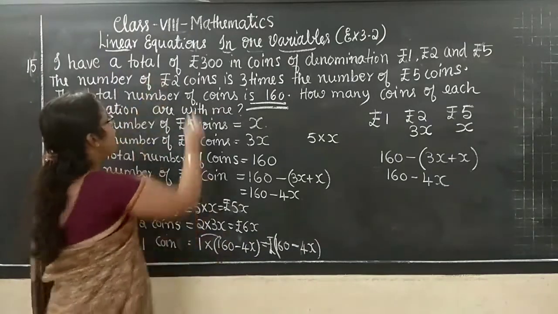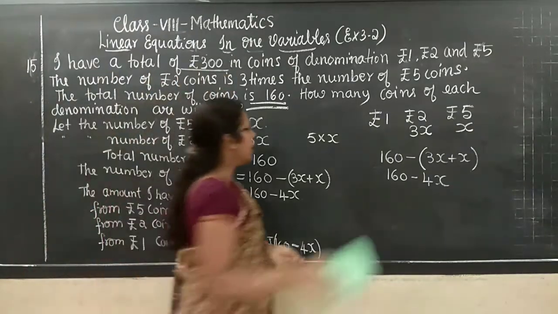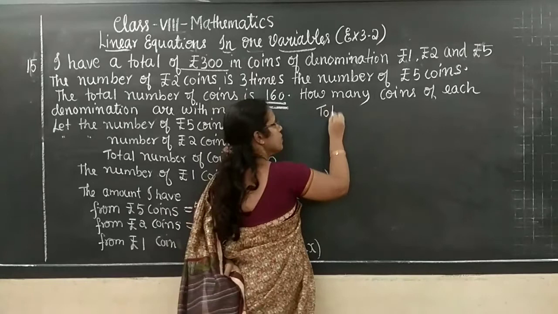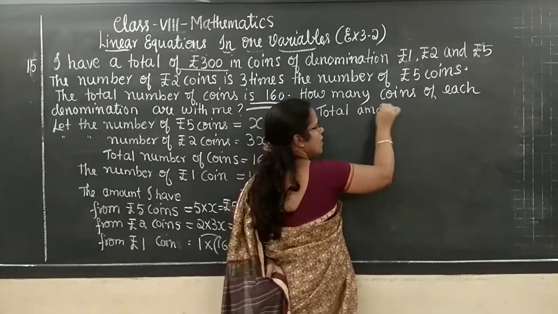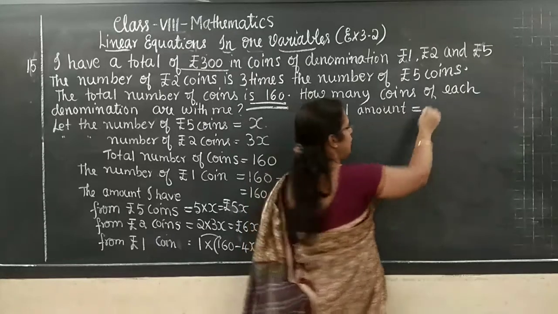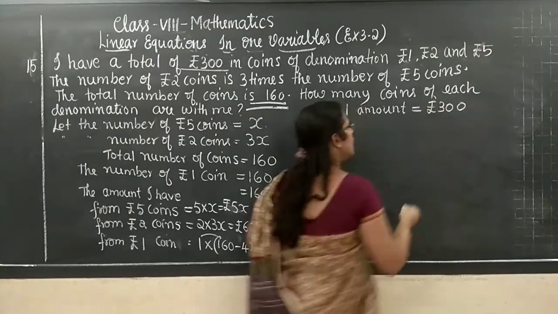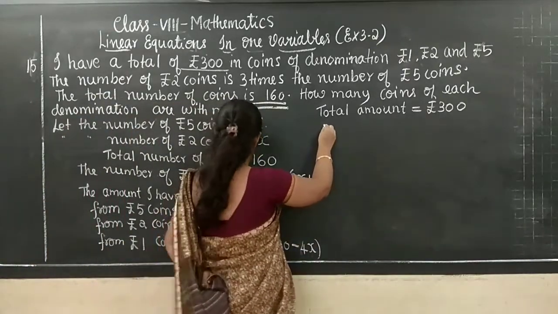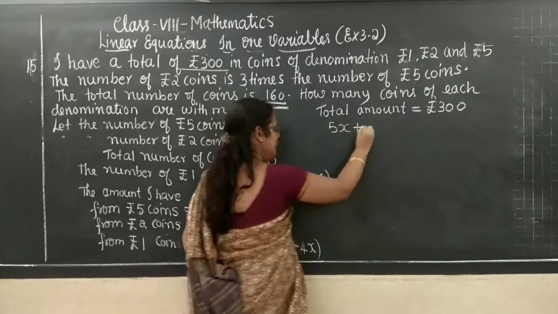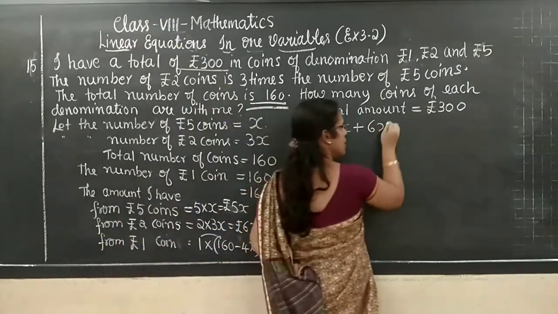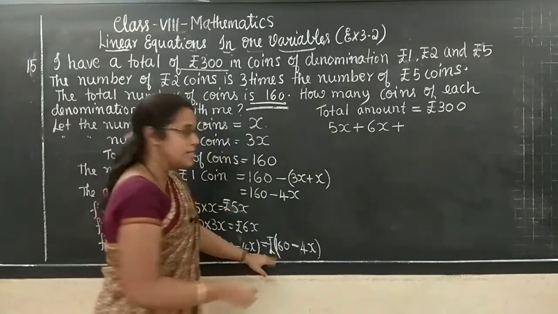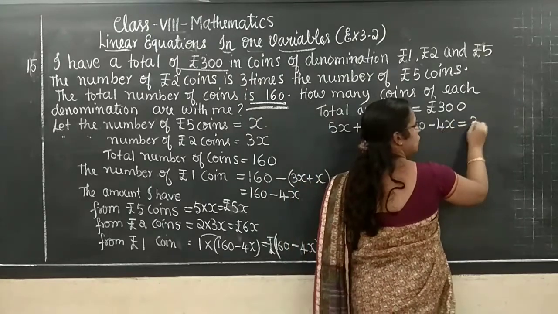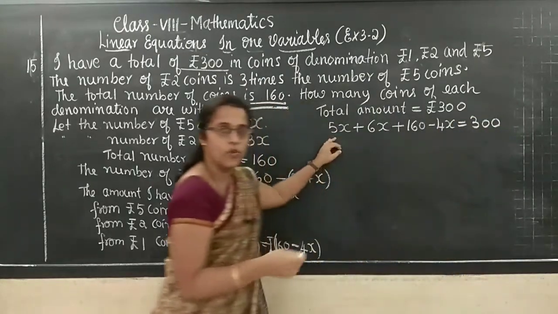What is the total amount I'm having? The total amount with me is rupees 300. Okay, so the total is what I have to do. These amounts I have to add. So we add now. Here 5x plus 6x plus 160 minus 4x is equal to 300.